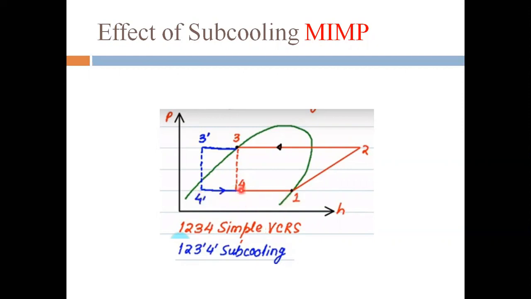So this cycle has been changed. The red cycle is known as the simple VCRS, that is 1, 2, 3, and 4. By doing the subcooling, 2 new points are generated, that is 3 dash and 4 dash. The new cycle will now be 1, 2, 3 dash and 4 dash with the subcooling.